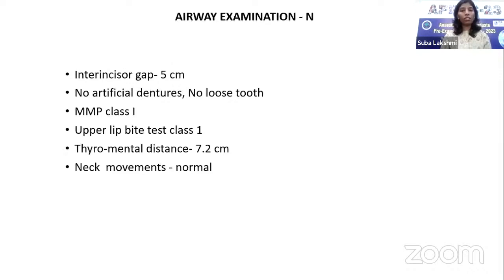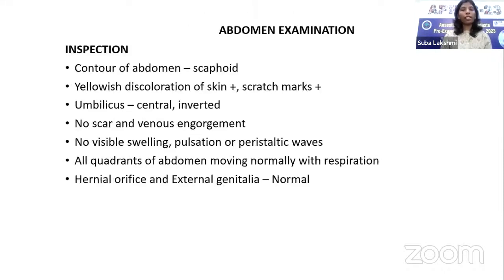Airway examination is normal. Interincisor gap is 5 centimeter. No artificial dentures, no loose tooth. Modified Mallampati class is 1. Upper lip bite test class 1. Thyromental distance is 7.2 centimeter. Neck movements are normal. Abdomen examination.